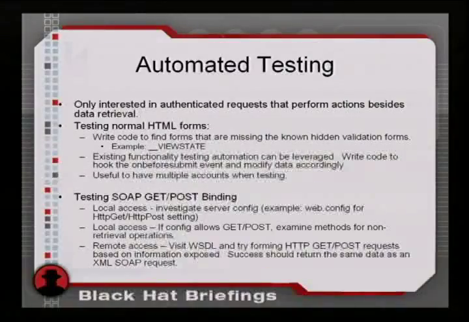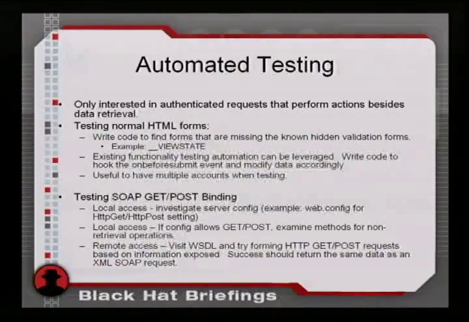So here's some ideas for automated testing. We want to test in the two big categories, the regular HTML forms and then the SOAP get and post bindings. So if you're testing HTML forms and you are working in a software vendor company and you have existing automation that tests all these web pages, what you can do is you can hook into IE or write a proxy or use one of the existing proxies to go and perform those test cases that I previously talked about and verify that the functionality does or doesn't work.